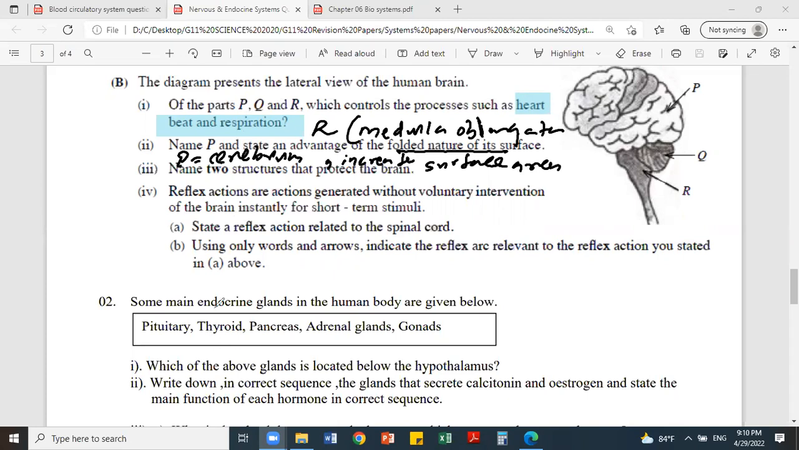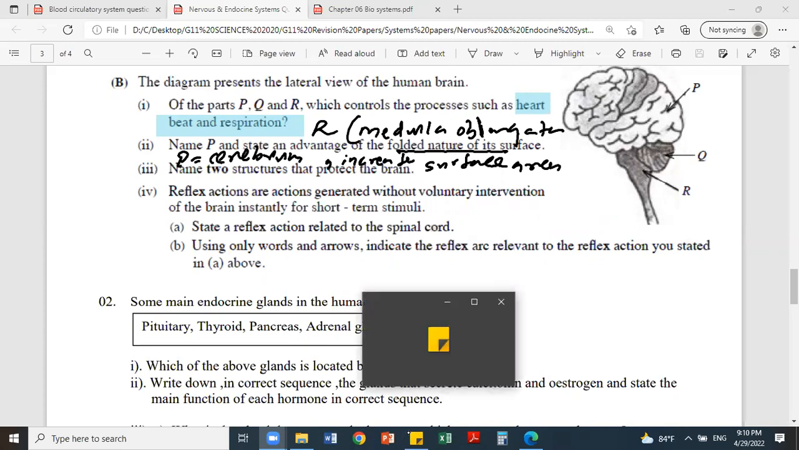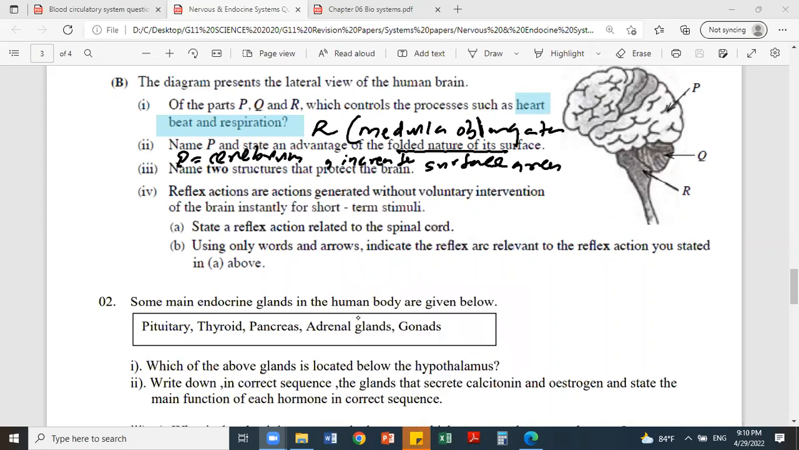Next part. Name two structures that protect the brain. Who can give me the answer for part 3? What are the structures that protect your brain? Any volunteers? The skull and the three-layered meninges. Meninges and cerebrospinal fluid.